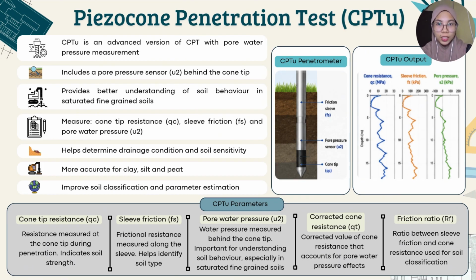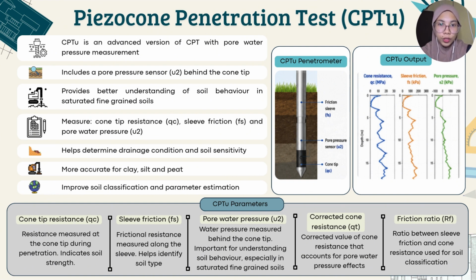So, next I will explain the piezocone penetration test. The piezocone penetration test, or CPTU, is an advanced version of the cone penetration test. The main difference is that CPTU can measure pore water pressure during penetration. In this test, the pore pressure sensor is placed behind the cone tip to record the u2 value as the cone is pushed into the soil.